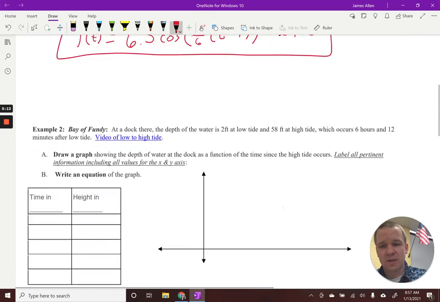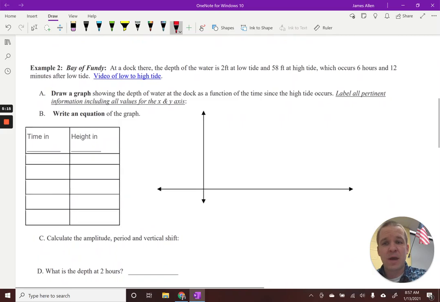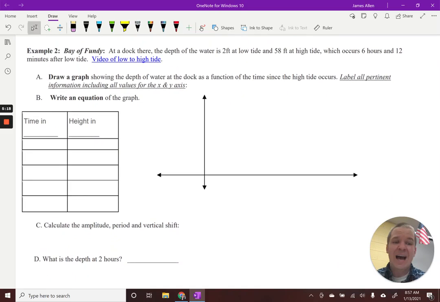I do enjoy this particular example that deals with the Bay of Fundy, tides and things, okay? All right, so I'd highly suggest checking out that video on the Bay of Fundy. It's crazy. It's the largest tidal change in the world, perhaps even the universe. We don't know for sure. But anyways, at low tide, it's a depth of 2 feet. And then at high tide, just 6 hours and 12 minutes later, it's 58 feet deep, right? That's a crazy change in water depth.